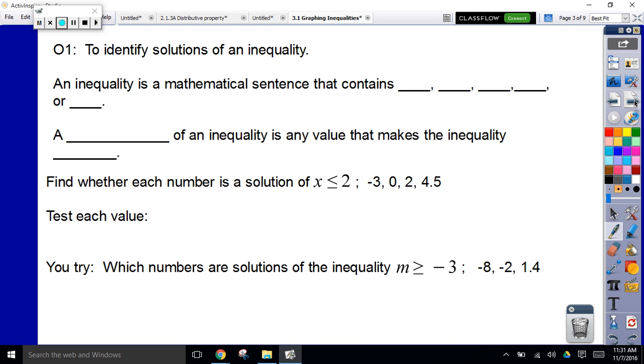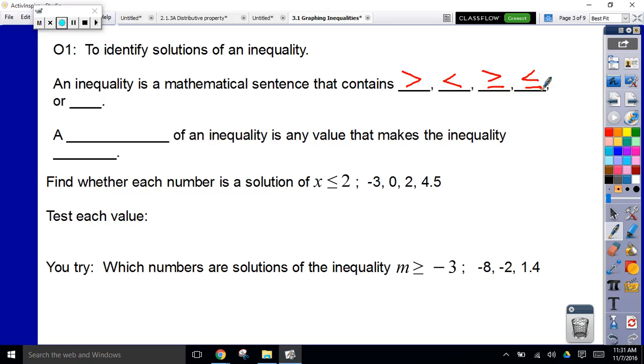Okay, to identify solutions of an inequality, first of all, we need to know what an inequality is. An inequality is a mathematical sentence that contains greater than, less than. Those are symbols I'm sure you're very familiar with. This one is maybe one you have not seen before. This one means greater than or equal to. So something could be greater than or it could be equal to. This one is less than or equal to.